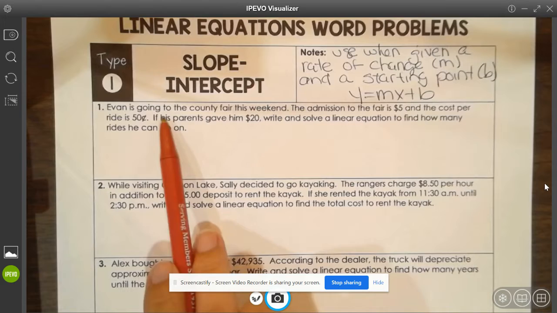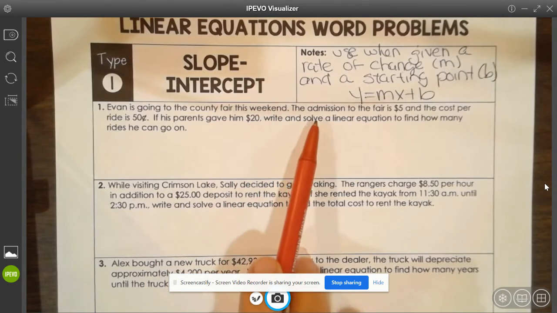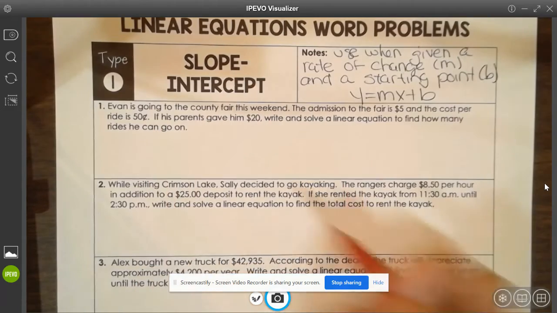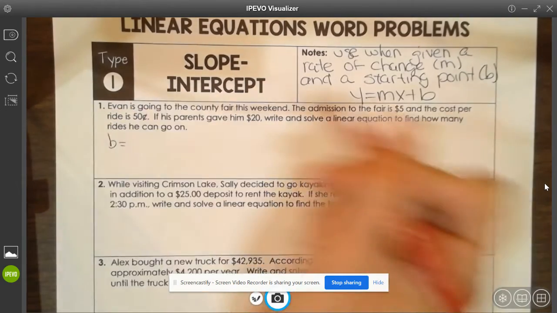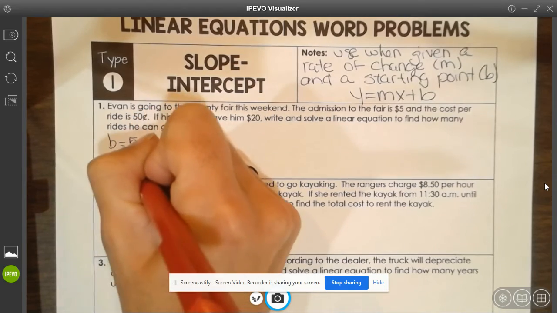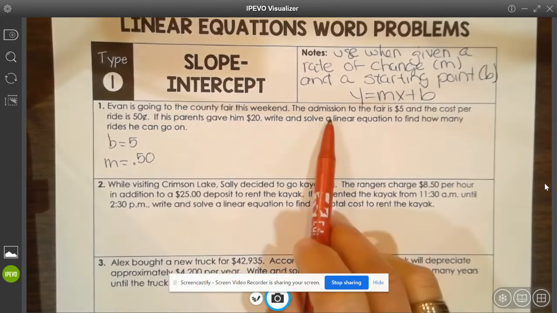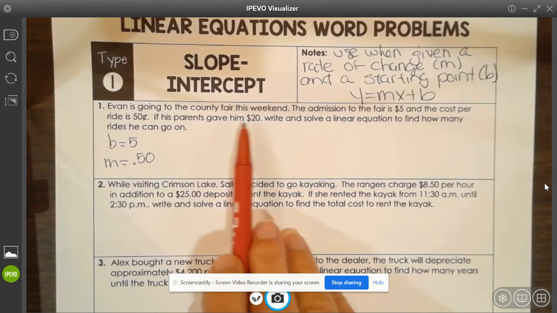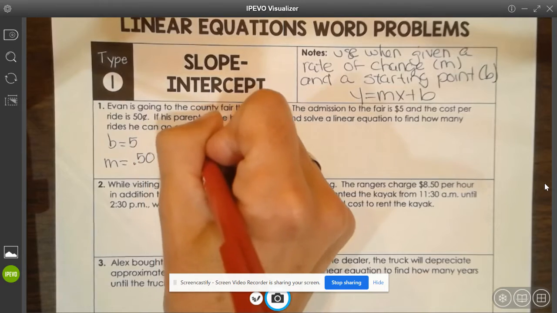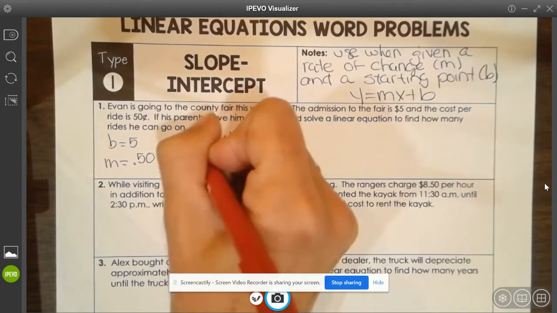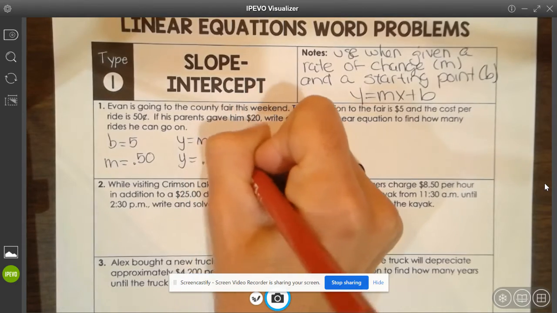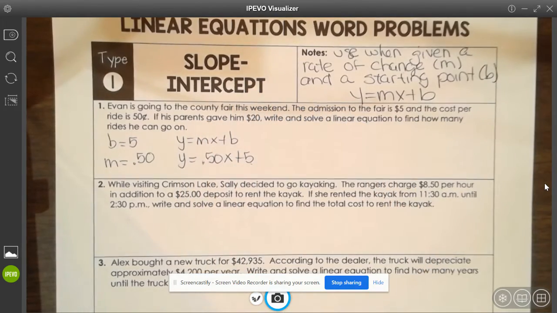It says Evan is going to the county fair this weekend. The admission to the fair is $5 and the cost per ride is 0.50. So that would be b equals 5, and m, which is my slope, is 0.50, right? That's my slope. With this, we can do the equation. So y equals mx plus b, and my equation would be 0.50 times x plus 5. That's the equation that I'm going to use.